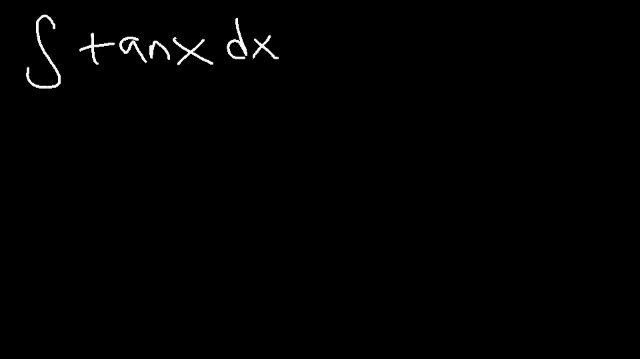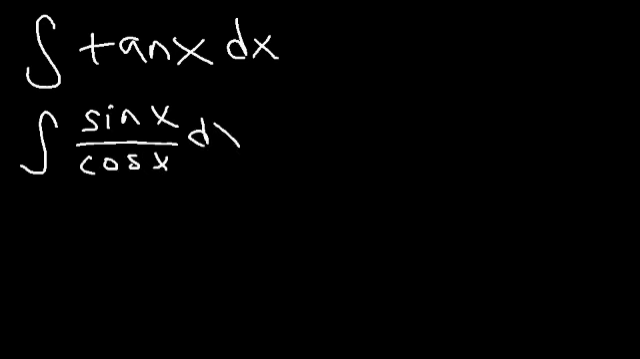Now let's try this problem. What is the antiderivative of tangent x? You can either know this answer or you could find a way to get the answer. So what can we do? Now tangent is sine divided by cosine. So in this form, we could use u substitution. Let's replace u with cosine x.